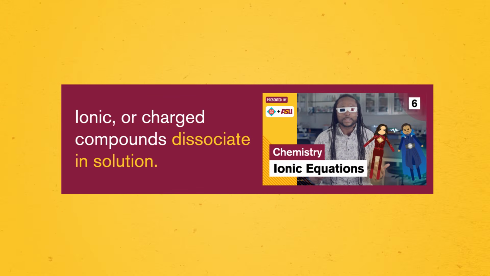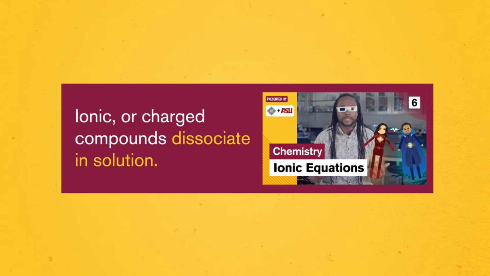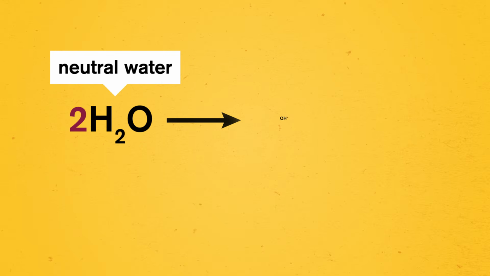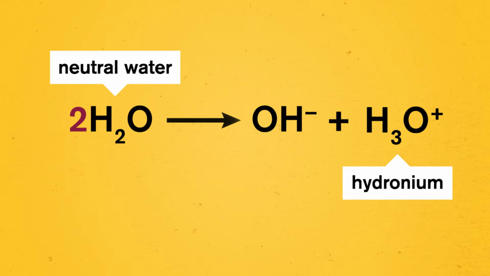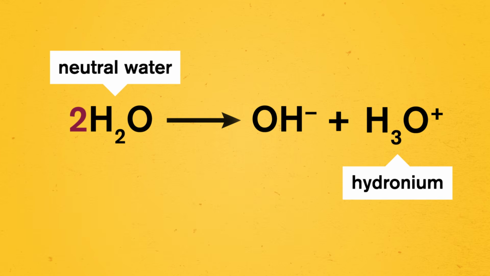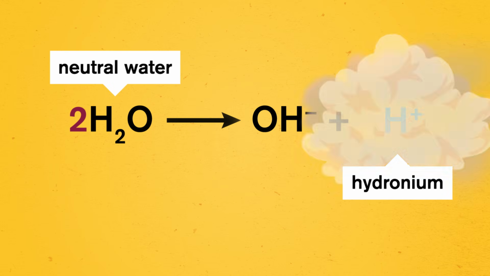When we say H+, that's actually kind of a nickname. Like we talked about a while back, ionic or charged compounds dissociate in solution. Let's take neutral water as an example. Water dissociates to hydroxide and hydronium ions, where hydronium is H3O+. But for ease of use and familiarity, most chemists use hydronium and H+ interchangeably when we talk about pH. I'll keep calling hydronium by its nickname, H+, since we're friends.